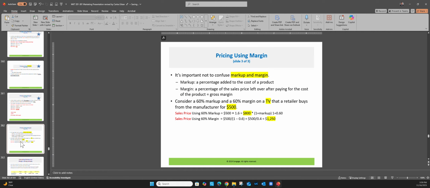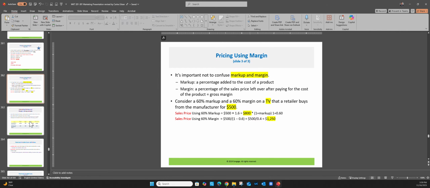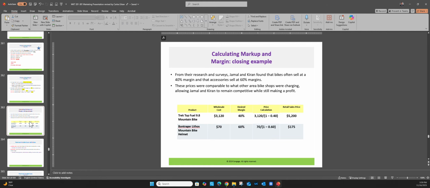So these should not be confused. You can get very, very different outcomes if you confuse the two. If you do markup 60%, $800 for a TV that costs $500. And if you do margin, $1,250. So this is $450 more. So it could be very, very different.